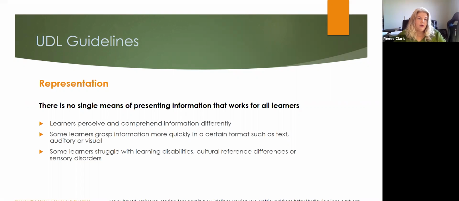Some learners are going to struggle with learning disabilities, their cultural reference, sensory problems, those type of things. It may be as simple as being colorblind. You have to be careful what you do with text and coloring, or how large something is, how small it is, whether or not you give them the ability to resize a screen, depending on what you're designing. So those are things to think about.